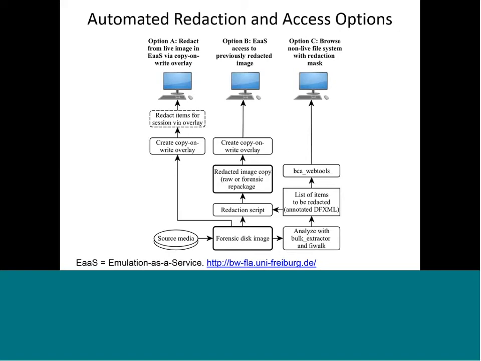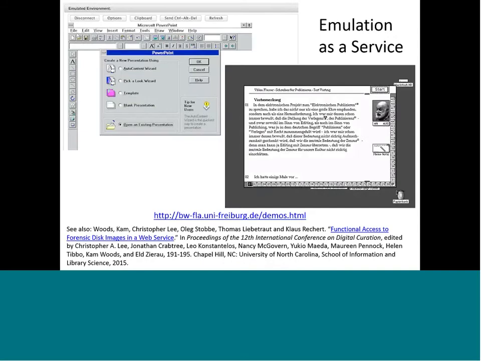As I said at the very beginning, this is something that's ongoing work with the BitCurator Access project. You can go into GitHub and get the code and the tools that we've developed already. But it would be even better if you tuned in a couple weeks from now when we'll be doing a more formal release of the redaction tools coming out of the project. And then browsing non-live file systems using BCA WebTools, which is primarily what we're going to talk about here.